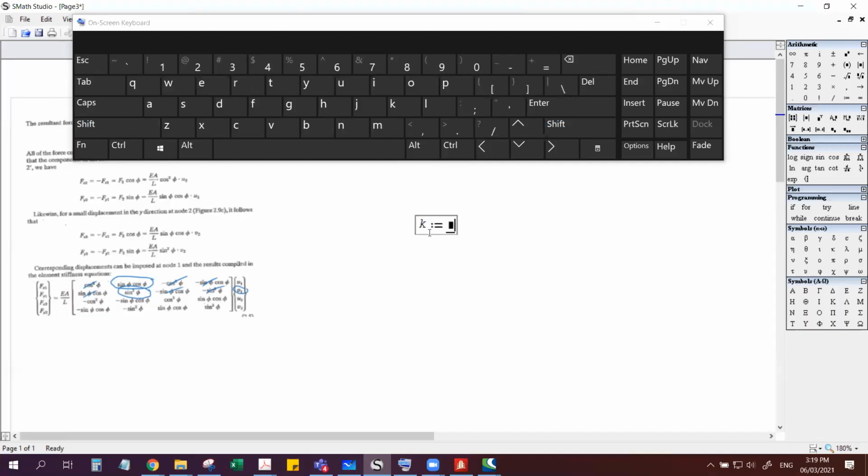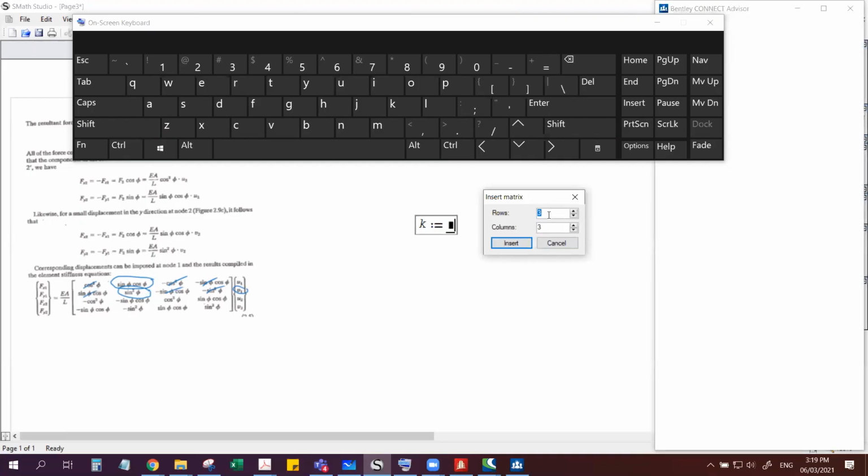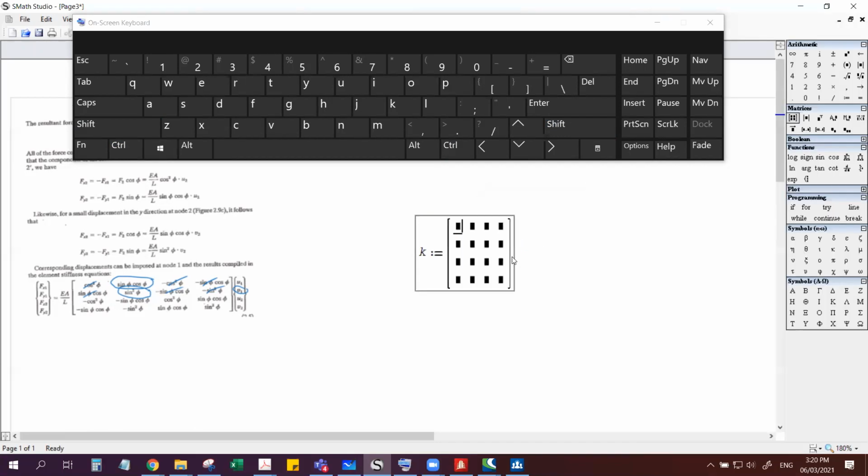Okay. And since this is a matrix, click on matrix here. And it will ask you for the size of the matrix. So what's the size? 1, 2, 3, 4. 4 by 4. Then insert. And then just type in the corresponding formula here. It's cosine, sine, cosine squared.